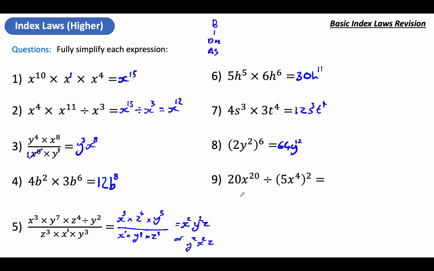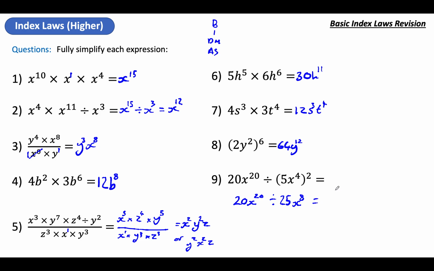Now, this one down here, you need to sort out this bracket first. You need to expand it out, you know, square it. So ordinary numbers, ordinary maths. 5 will get squared. 5 times 5 is 25. And then the powers we're going to multiply. So 8, 20, x to the power of 20. Right, we're dividing. So 20 divided by 5. Well, that's going to be tricky, isn't it?